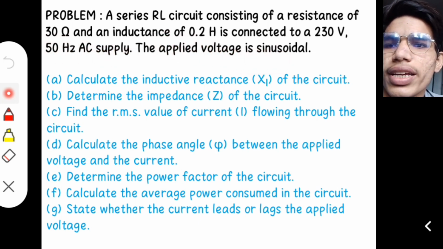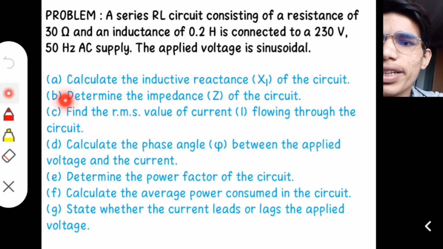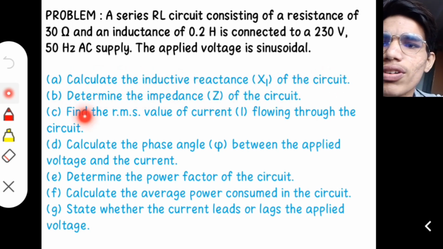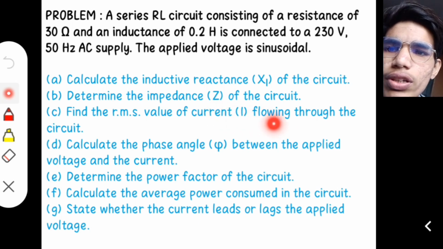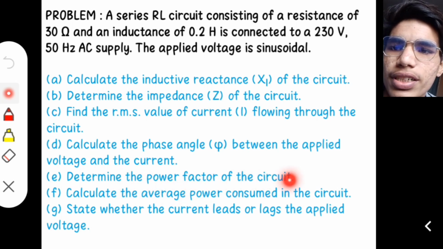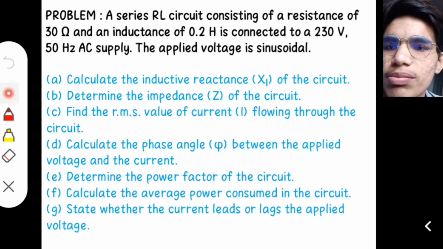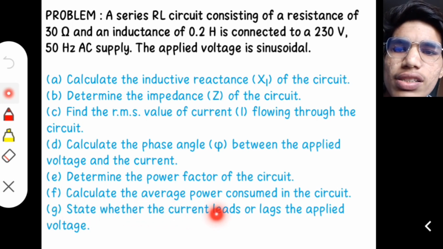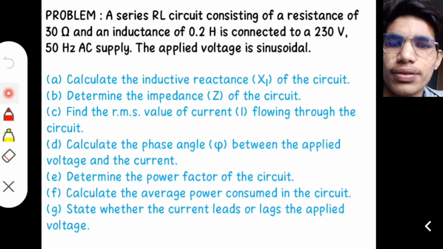So question number A is to calculate the inductive reactance XL of the circuit. B, determine the impedance Z of the circuit. C, find the RMS value of the current flowing through the circuit. D, calculate the phase angle phi between the applied voltage and the current. E, determine the power factor of the circuit. F, calculate the average power consumed in the circuit. And question number G is to state whether the current leads or lags the applied voltage. So let's see the solution of question number A.